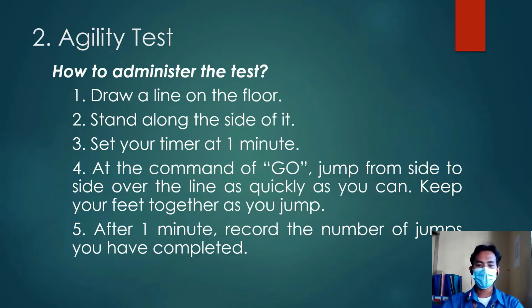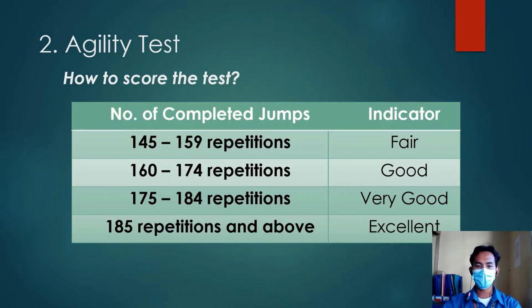And then, at the command of go, jump from side to side over the line as quickly as you can. Take note po na habang tayo ay tumatalon, keep your feet together. And after 1 minute, record the number of jumps you have completed. This test is scored based on the number of jumps that we have completed in the span of 1 minute.